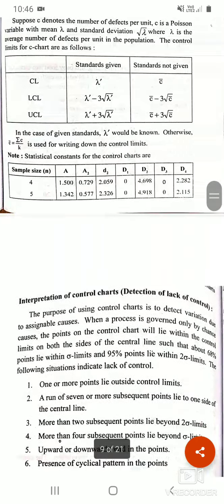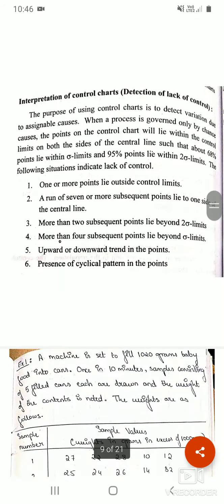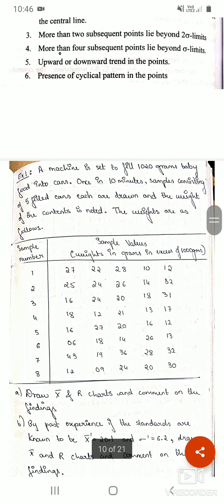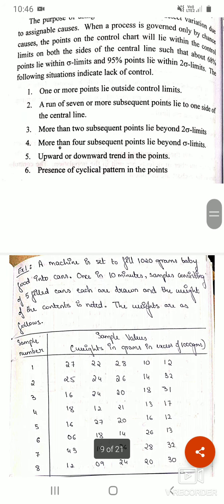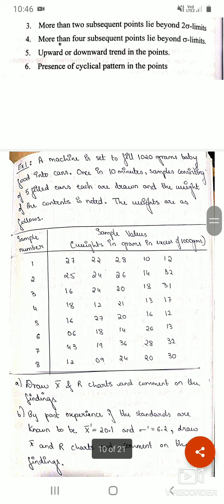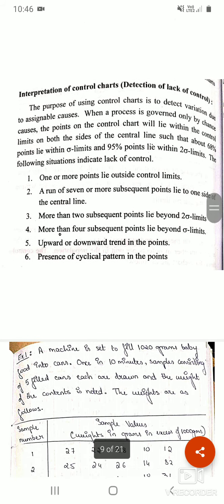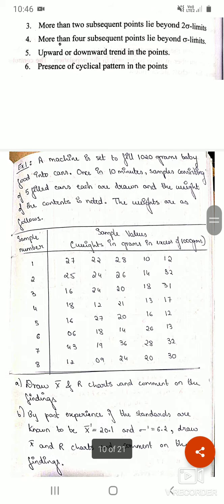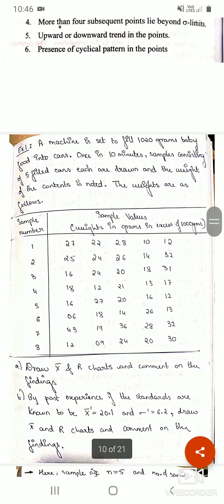In yesterday's class we had studied control charts. So I hope you guys remember this. You remember the formulas to use when certain charts are asked, when standards are given, when standards are not given, and remember this interpretation. So today we'll begin with the problems. This problem was asked in 2019 as a case study.